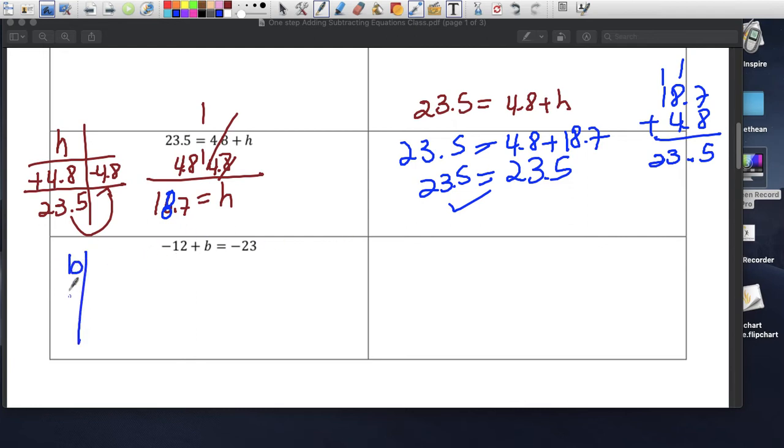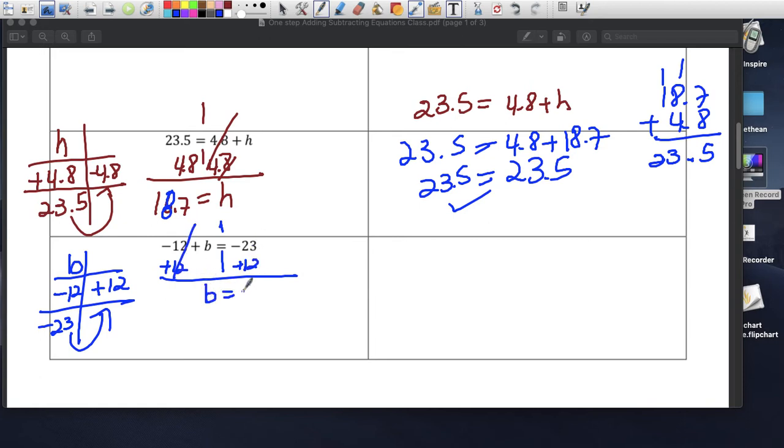Here's my variable b, which I am going to be subtracting 12, and that somehow is going to give me negative 23. The inverse operation is going to be minus 12, which is plus 12. So again, here's my equation. I'm going to do plus 12 on this side and plus 12 over here. B comes down, and negative 23 plus 12 is negative 11. No, hang on a second. Yeah, negative 11.